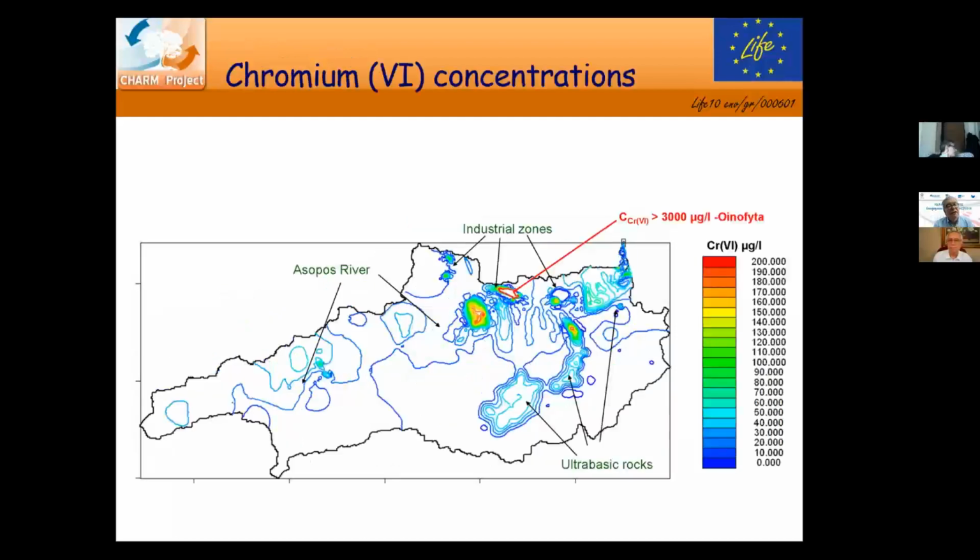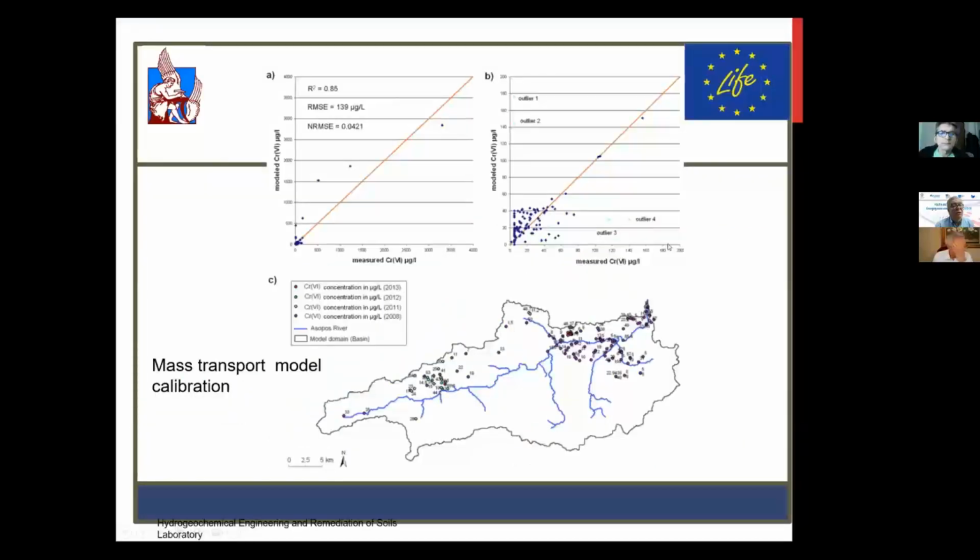And these were the modeling results for the concentrations. The scale that we have here is from 0 to 200, but actually in this area where the industrial park exists, we found chromium concentrations of more than 3,000 milligrams per liter. And we also did a kind of calibration for the concentration results.